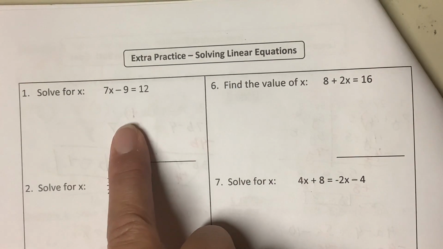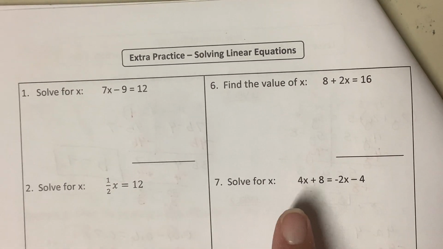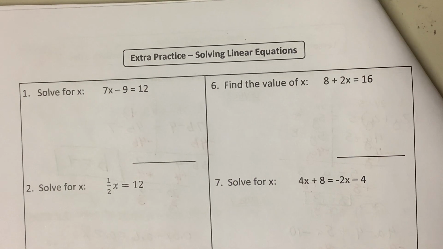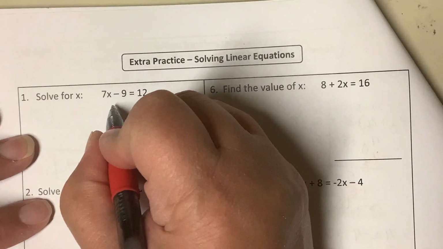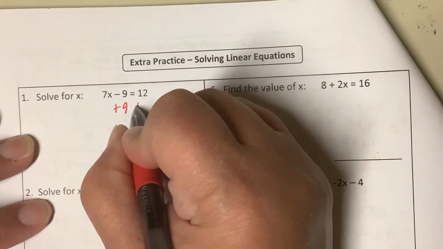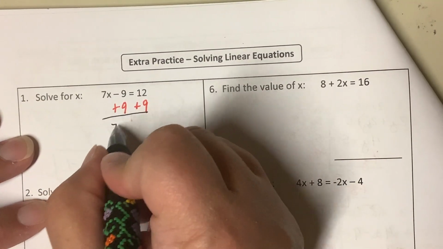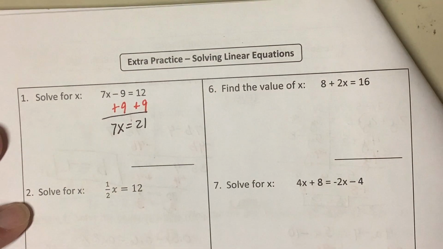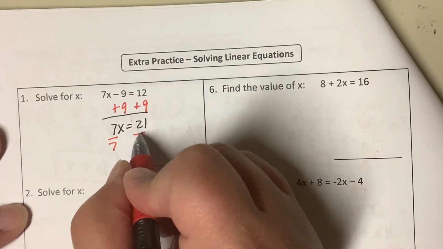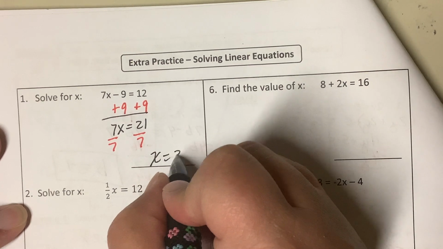Now, this first problem is a two-step problem. Two-step problem. That's only a one-step problem. It's not till we get all the way over here that it starts getting a little more interesting. So, the inverse of minus 9 is plus 9. 7x equals 12 plus 9, which is 21. Divide both sides by 7, and you get x equals 3.